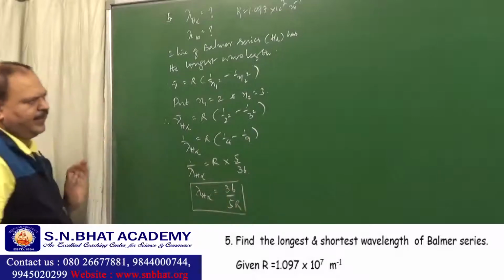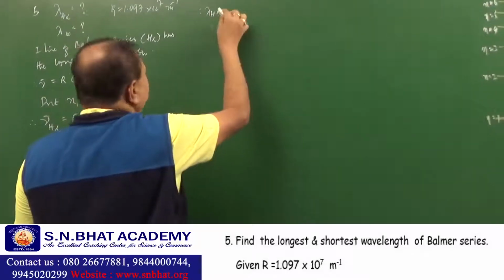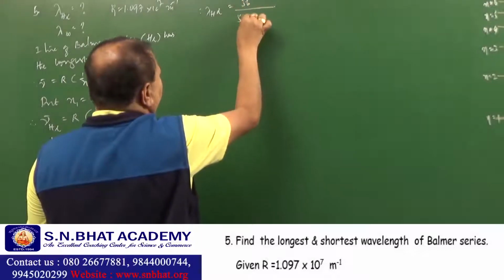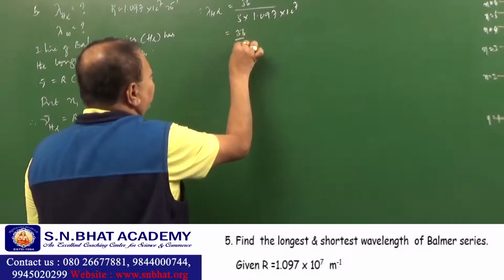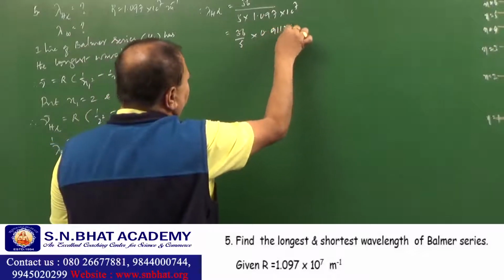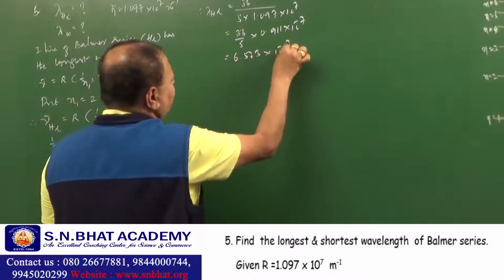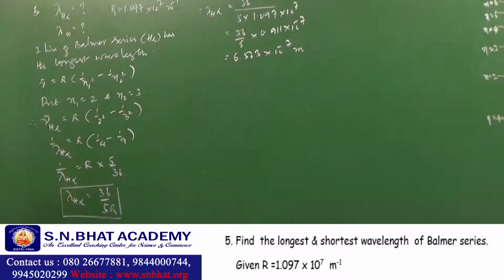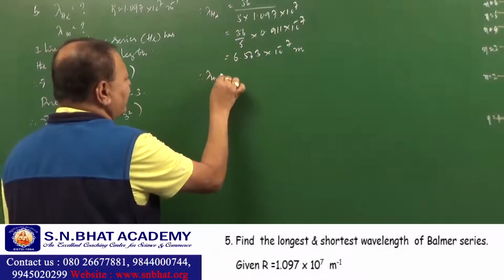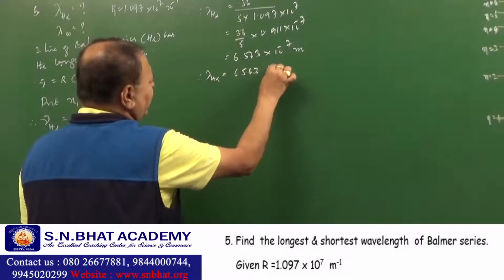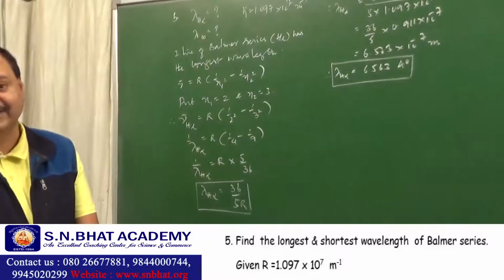Okay? Now you substitute the values. Therefore your lambda H alpha is equal to 36 by 5 into R, where R is 1.097 into 10 to the power of 7. As I used to say, 36 by 5 into 0.911 into 10 to the power of minus 7. If you simplify, you will get 6.563 into 10 to the power of minus 7 meter. And therefore your lambda H alpha is equal to 6563 angstroms. This is the longest wavelength.